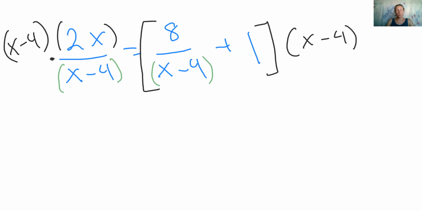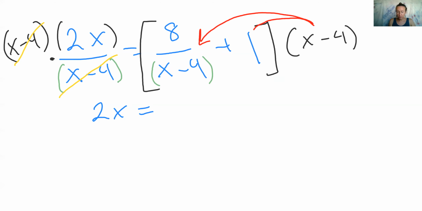On the left-hand side, the x minus 4 factors will cancel out, and we're going to be left with just the 2x. On the right-hand side, this x minus 4 factor is going to distribute to this term, and it's going to distribute to this term.